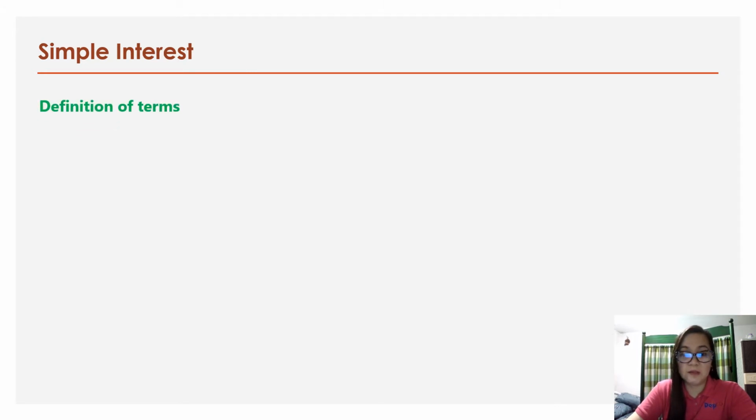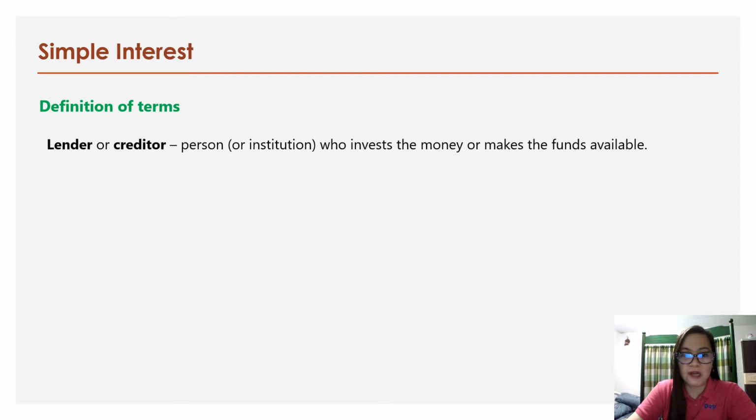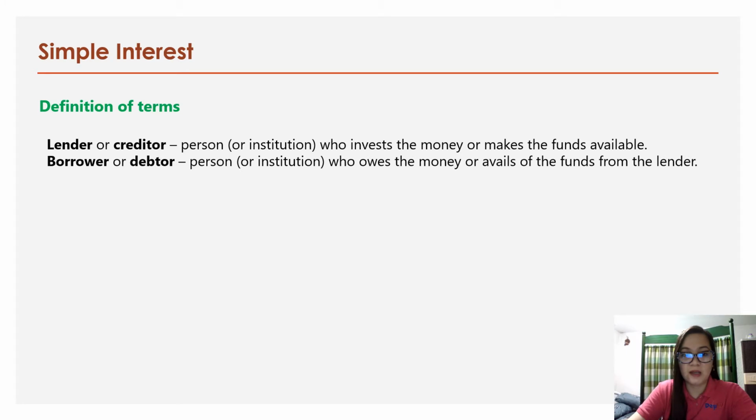The terms that I'm going to say here are the terms which you may be encountering during the topic in interest. We have here the lender or the creditor. It is the person or institution who invests the money or makes the funds available. Another one, we have the borrower or the debtor. It is the person or institution who owes the money or avails of the funds from the lender.